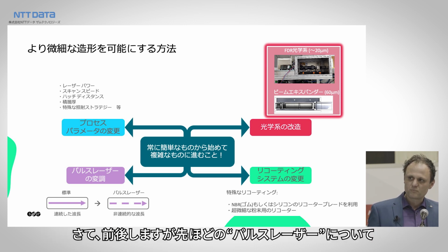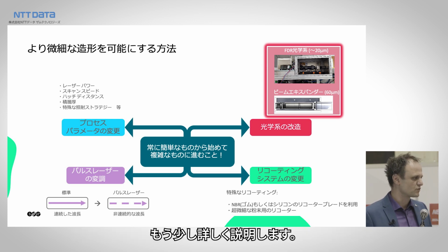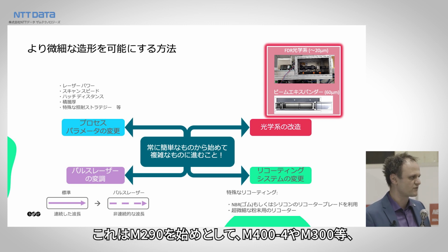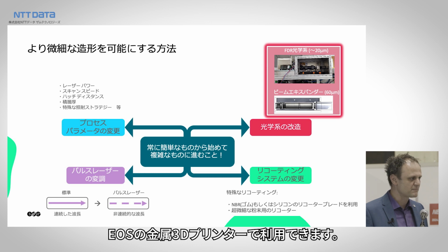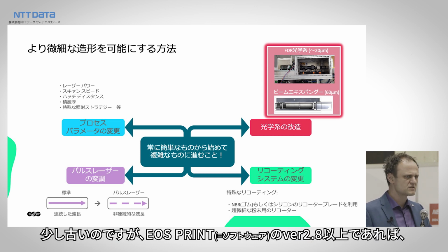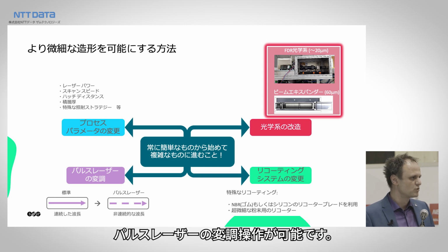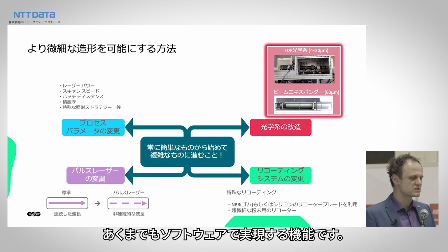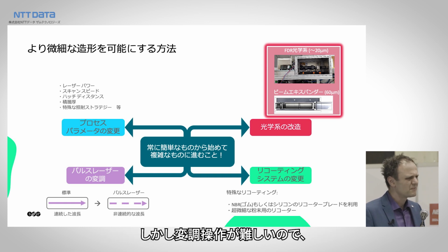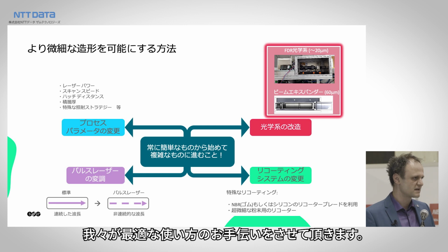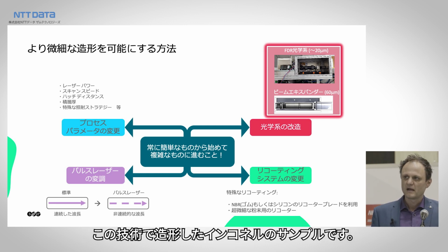So on pulse laser modulation, I want to elaborate a little bit deeper because most customers don't know that with pretty much every machine, starting from M290, M400, M300, also metal-based technologies, and EOS Print 2.8 as a version, all the systems are pulse laser modulation operatable. So it's only a software feature that you can activate, but it's hardly used. So a lot of customers don't have experience of how to use it best, and that's where we also offer you help. And what you can achieve is really, really cool and amazing.